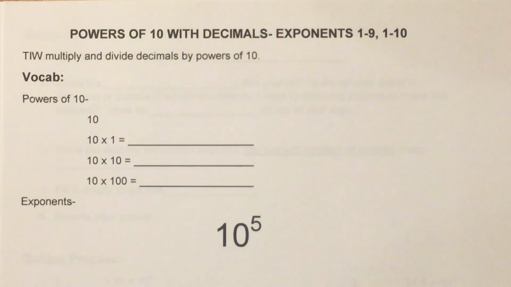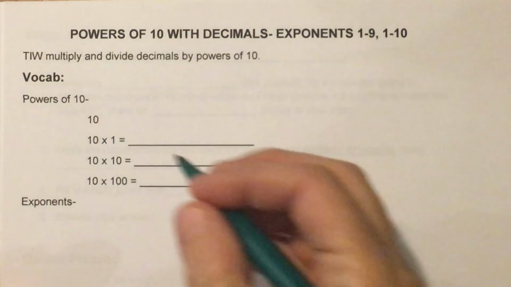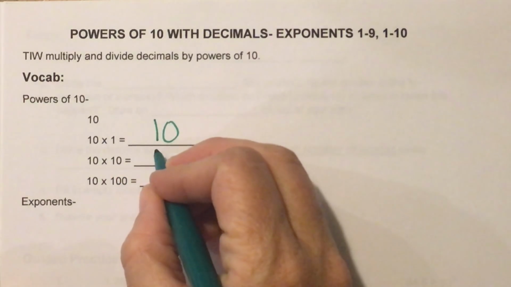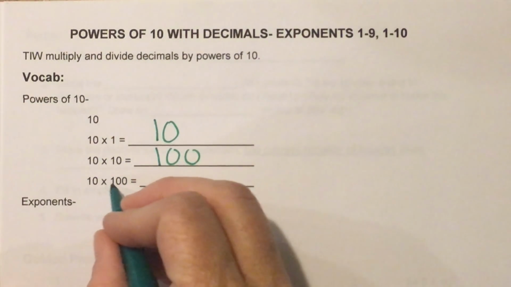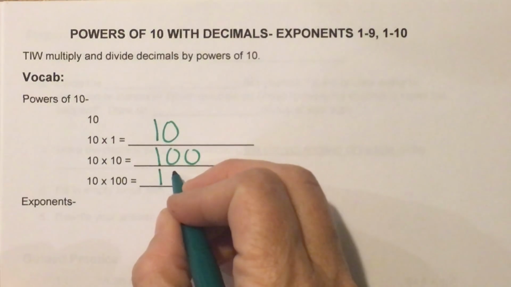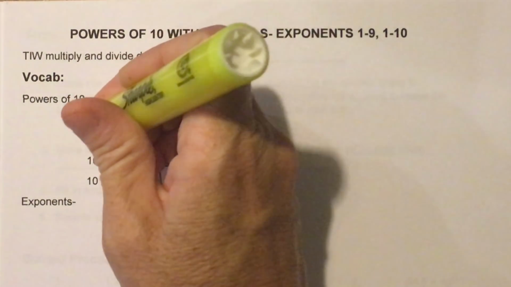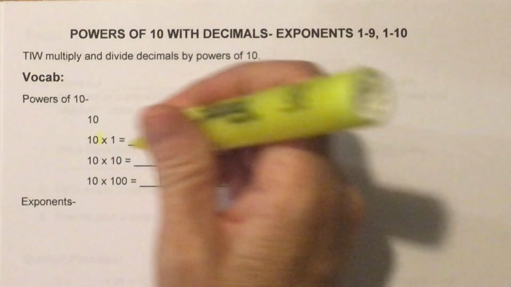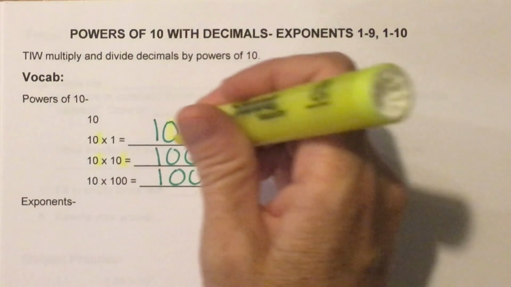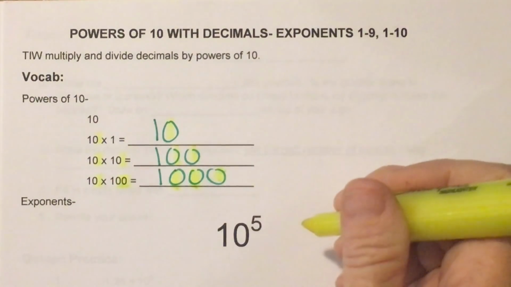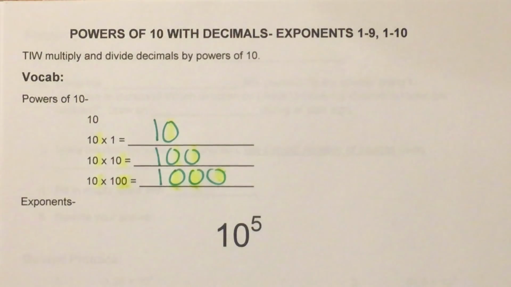Okay, so our first vocab word is, what is powers of 10? It's just pretty much that we're going to be multiplying. So 10 times 1 is 10. 10 times 10 is 100, and 10 times 100 is 1,000. And I could continue this pattern. If you notice something, here I had 1 zero and 1 zero. Here I had 2 zeros, and my answer has 2 zeros. Here my factors had 3 zeros, and then my product had 3 zeros. That could help you understand the next part.